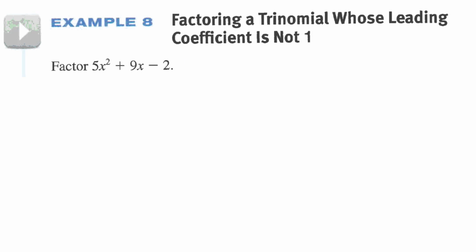All right, so what happens if the leading coefficient, the a, is not 1? This rule still works. What's our AC? AC is negative 10, and your b is 9. Can we multiply to negative 10 and add to 9? How about 10, negative 1? Okay. Now there's a little twist on this, and the twist is you need to take both of these and divide by 5x.